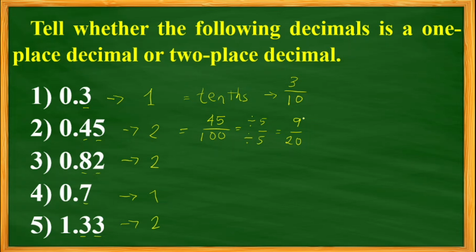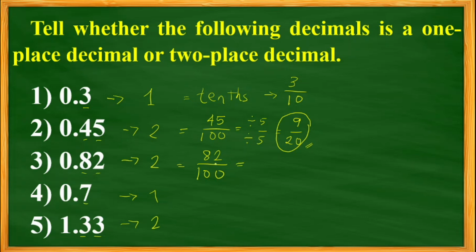Okay, so 9/20 has no common factor between numerator and denominator. So this would be the final answer. Okay, next, proceed. Number 3, 0.82. Write 82. And then the place value is in the second decimal place, so we have hundredths.